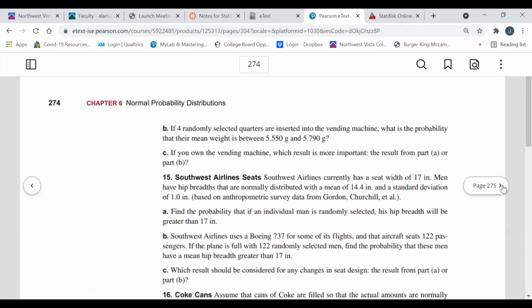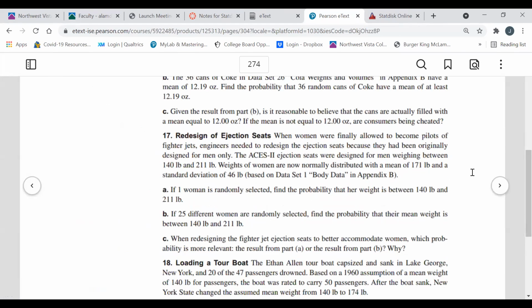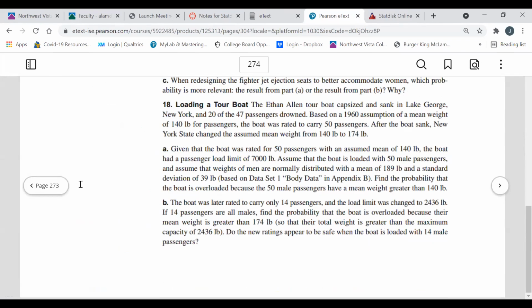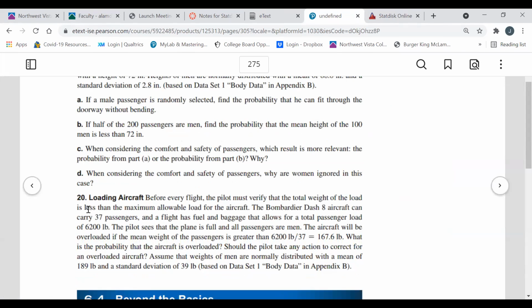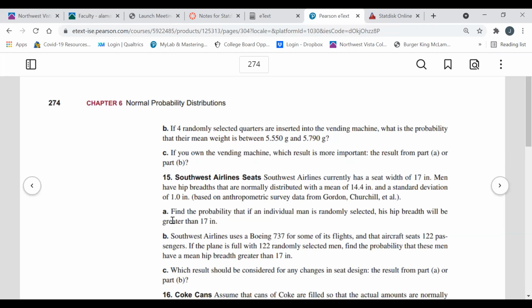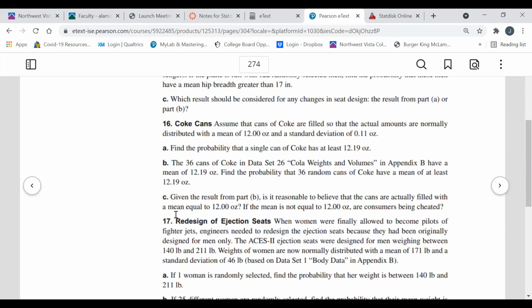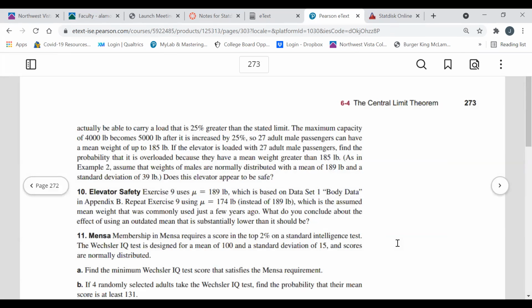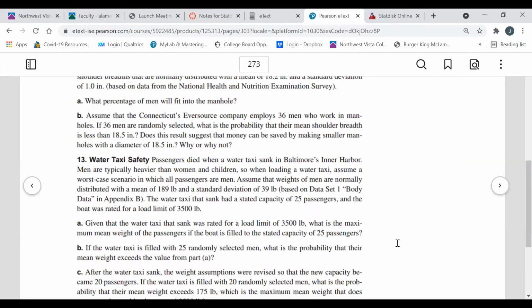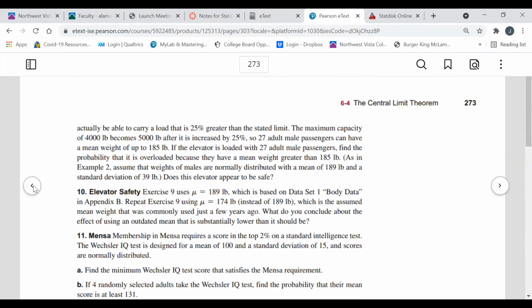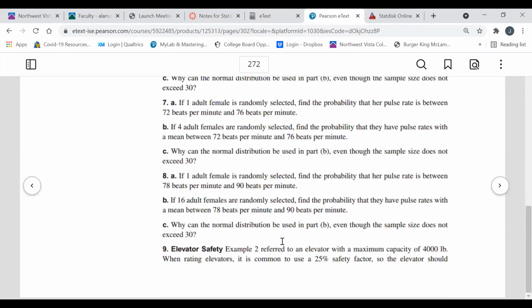Or you're interested in Southwest Airlines seats or redesign of ejection seats. Which one are you interested in? Is there another one? Pick one. Doorway heights, I forgot about that one too. Which one would you like? Doorway heights, redesign of ejection seats. That would be cool if you had that in your car, wouldn't it? Southwest Airlines seats, water taxi safety, Mensa. Let me stop saying that. Or elevator. Pick one, ladies. They're all equally the same. They just ask different questions. Which one would you like?